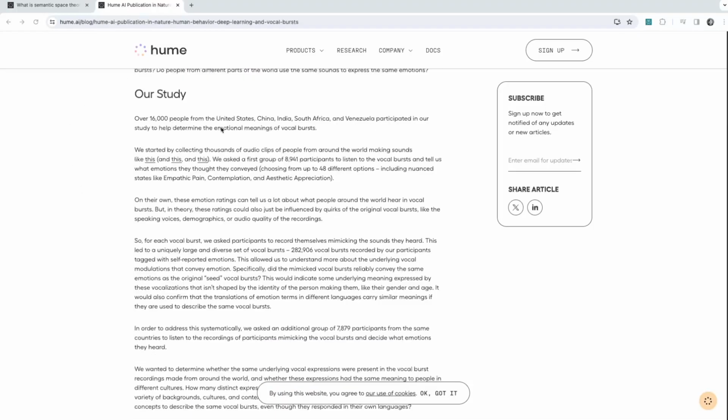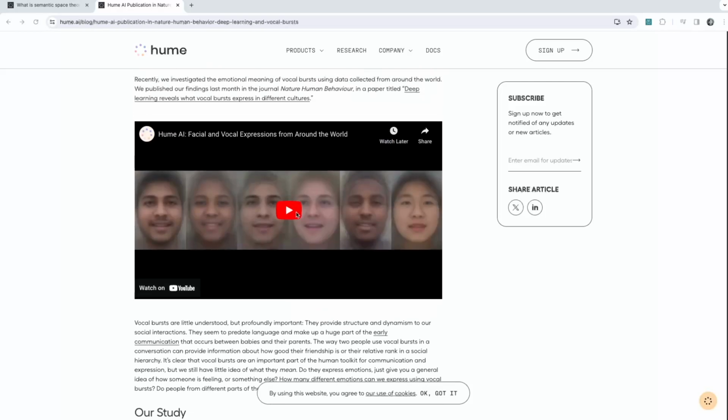And they've done a lot of big studies like this one. There's 16,000 participants across US, China, India, South Africa, and Venezuela. And this was on something called a vocal burst. And in this instance, they were able to look at the participants from all over the world and figure out what emotions were coming from these particular vocal bursts. Now, vocal bursts, it has a little video here I'll show you.